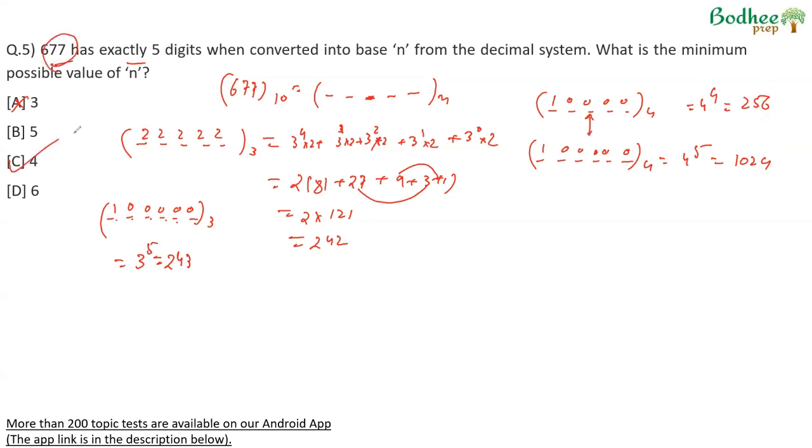677 is in this range. So the minimum value that n can take is 4. In base 4, I'll be able to convert 677 into a 5-digit number in that base. Hence, 4 becomes my answer.